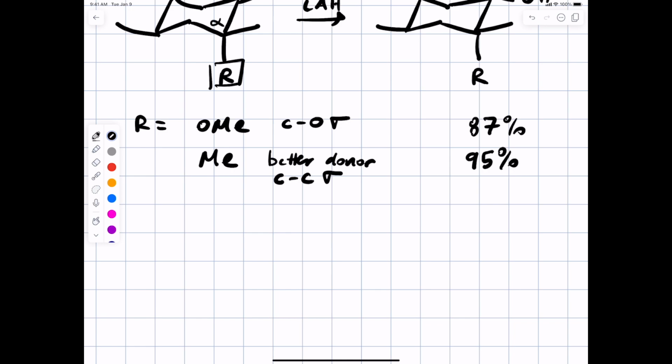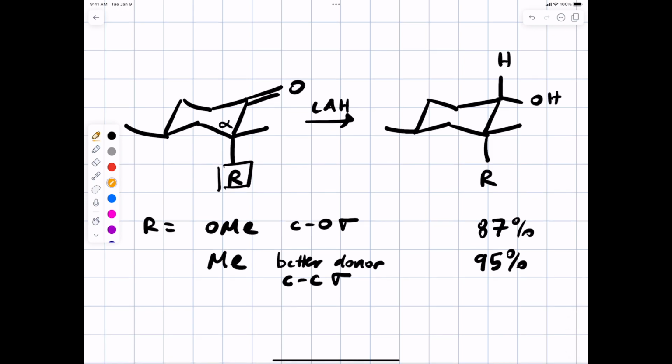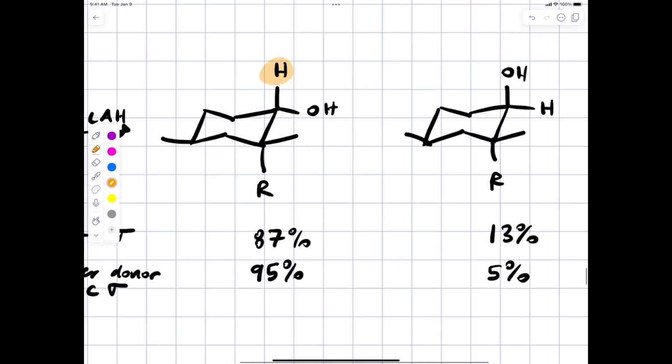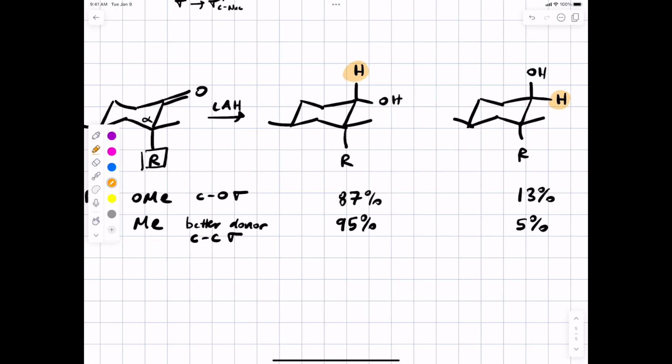So wait, which way did it approach from? Was it from the top? The best approach in both cases is from above because of the steric issues that we talked about, but you can tune the extent based on the identity of this R group. I think that's the helpful one.